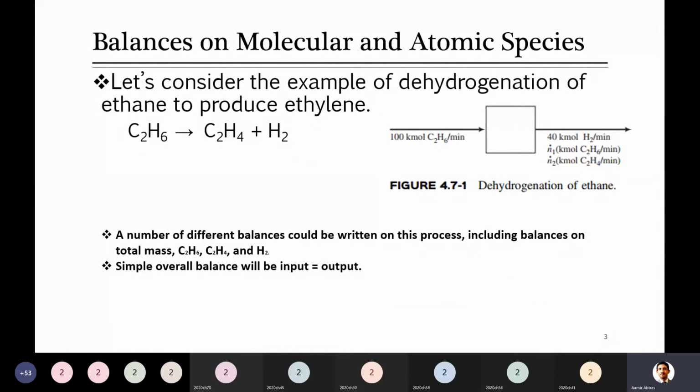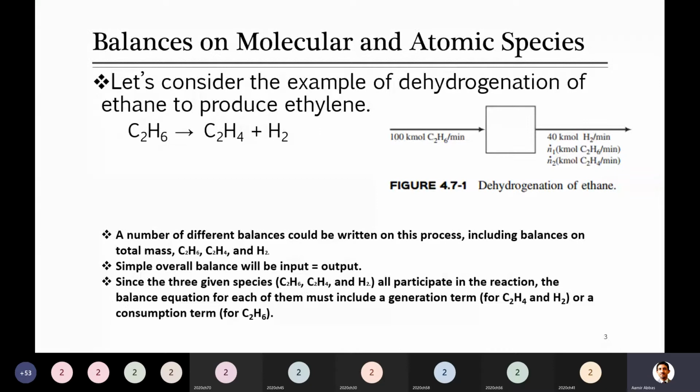But for the species balance, you know that there is a generation and consumption term. For example, if I apply the balance on these species, ethane, ethylene and hydrogen, because they are part of the reaction as per the reaction equation, some of them are generated during the reaction, and one is consumed. If I write the balance of ethane, then I have to include the term which is consumption or generation. Which term? Consumption, because this is being consumed in the reaction.